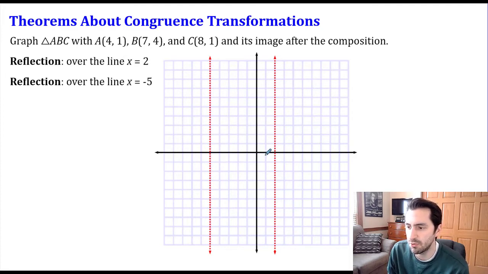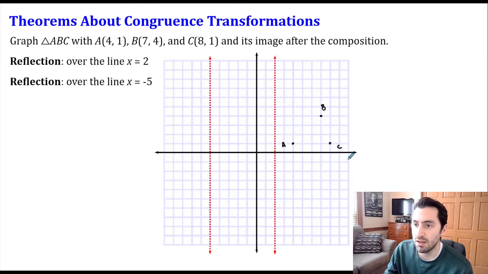So A is 4, 1: 1, 2, 3, 4, up 1. B is 7, 4, so 1, 2, 3, 4, 5, 6, 7, and then up 4: 1, 2, 3, 4. And then our last vertex, the point C, is over here at 8, 1. So we have A, this was B, and then we have C. And then I'll connect these together to form our triangle.